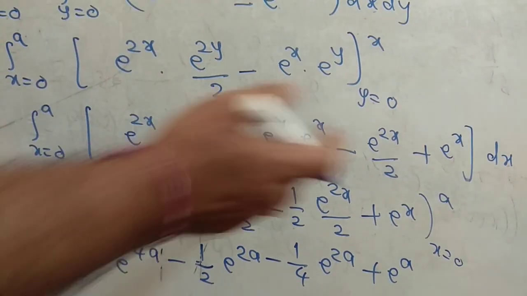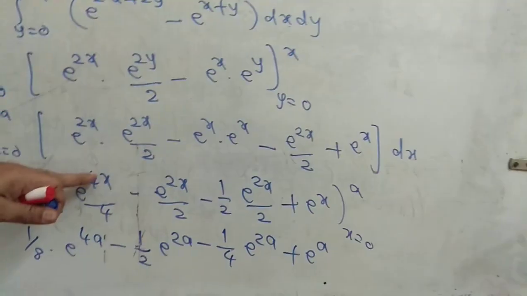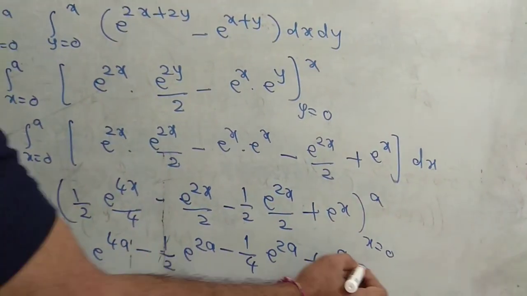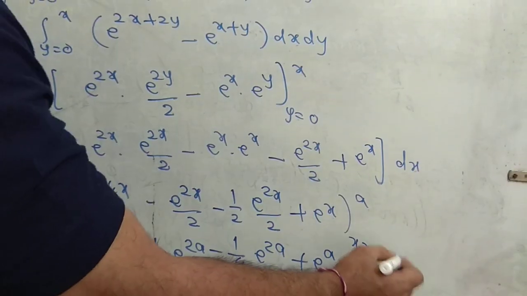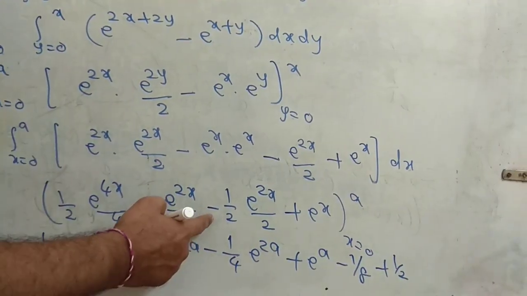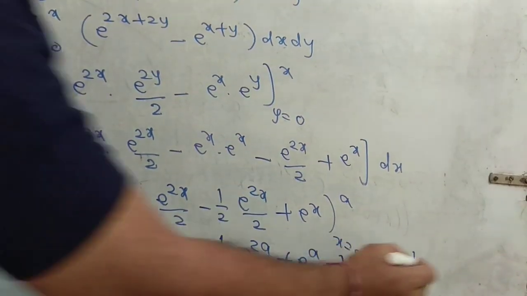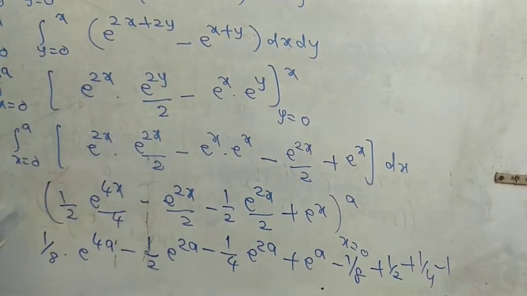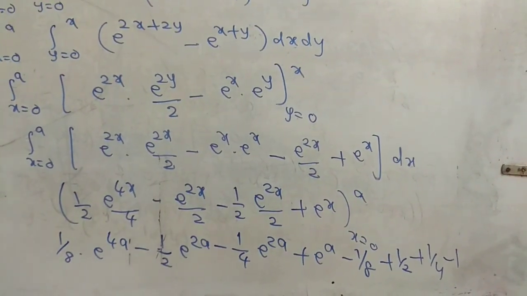Upper limit is over. Coming to the lower limit. What is the lower limit? X equal to 0. If I write x equal to 0, you will get minus 1 by 8. Similarly, plus 1 by 2. And here also plus 1 by 4. And here it is minus 1. So just you do the simplification. You will get the final answer of your given triple integral.